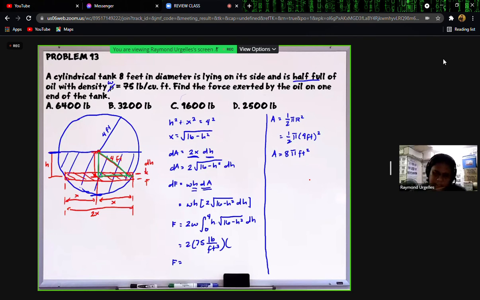So this will be our area. Now, the integral result has come out: 64 over 3.